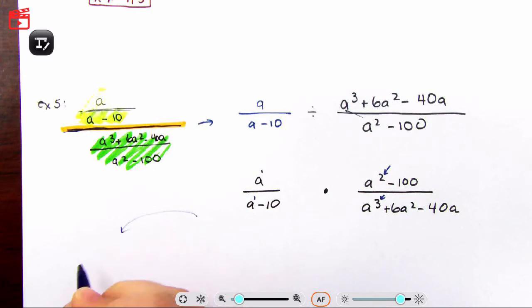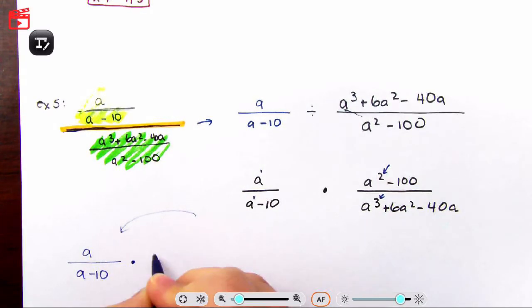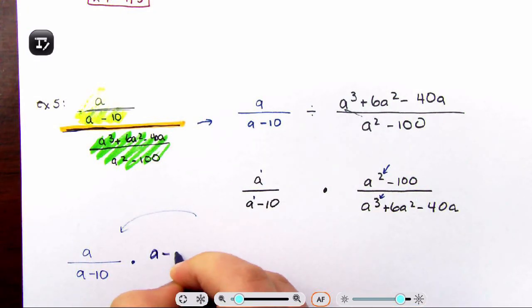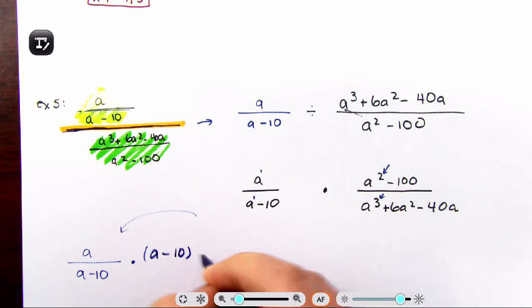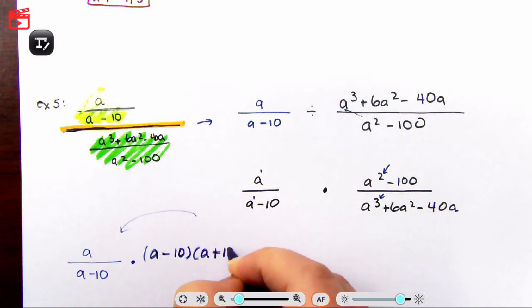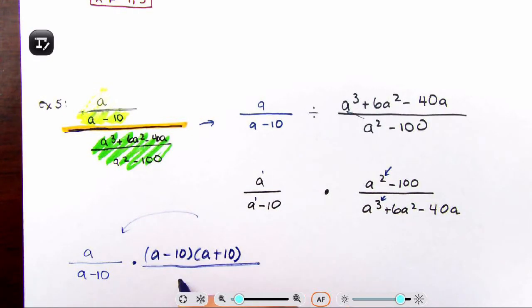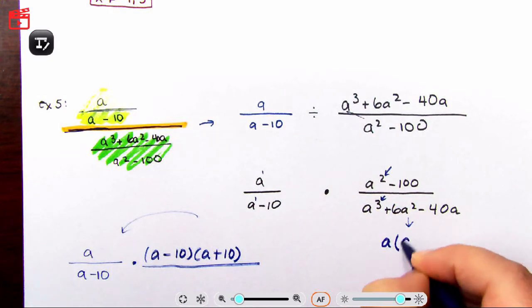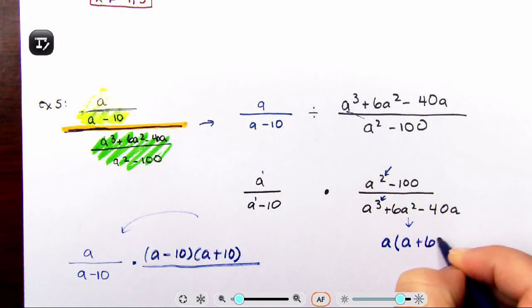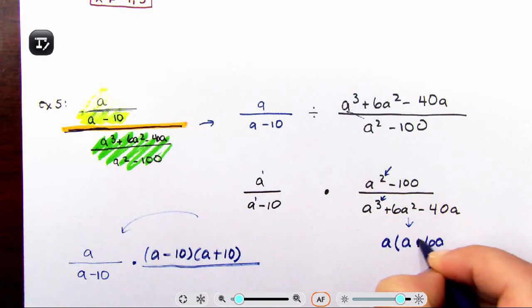So what do we have? I have a over a minus 10 times, this is the difference of squares, so I have a minus 10, a plus 10. Use your graphic organizer to find that out. This one might give us a headache because I know I can factor out an a. There's an a in every single term. That's a plus.